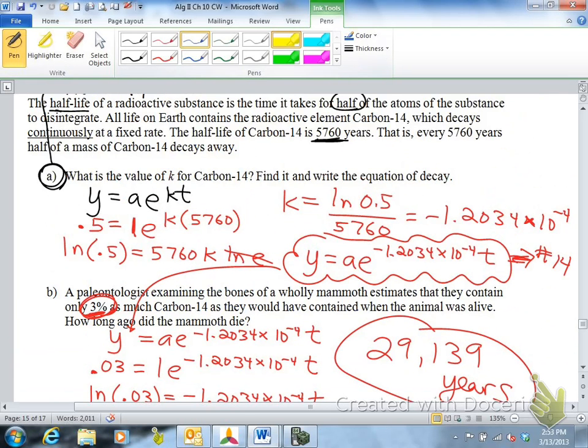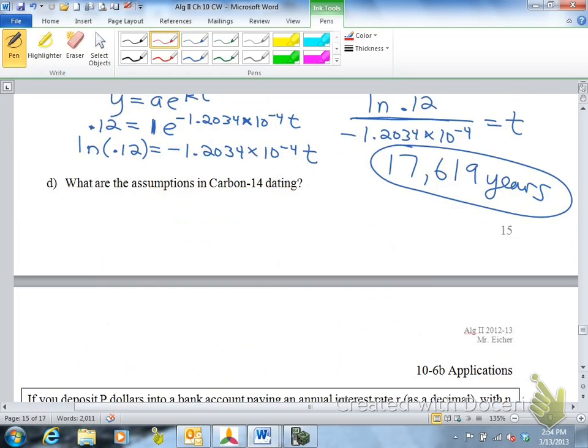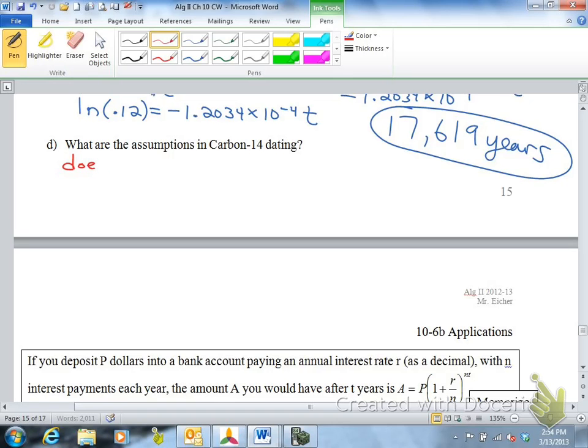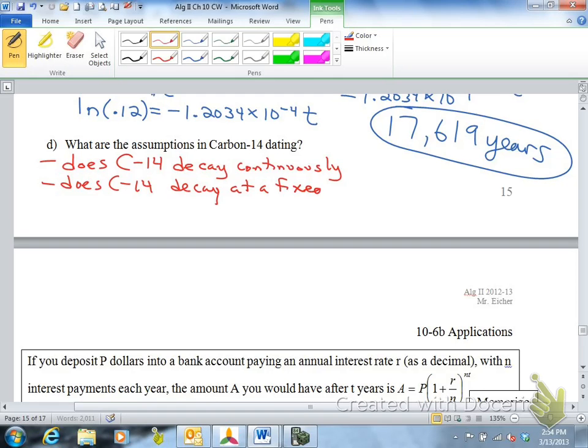Probably the biggest assumption is this right here, mainly the latter half, that carbon-14 decays continuously at a fixed rate. If it doesn't decay continuously at a fixed rate, then our estimates can be really off. So down here we could ask, does carbon-14 decay continuously? And does carbon-14 decay at a fixed rate? For instance, if it's not a fixed rate, and maybe early on it decays slowly but then gradually speeds up, then it would increase the years old that we think the amount is.